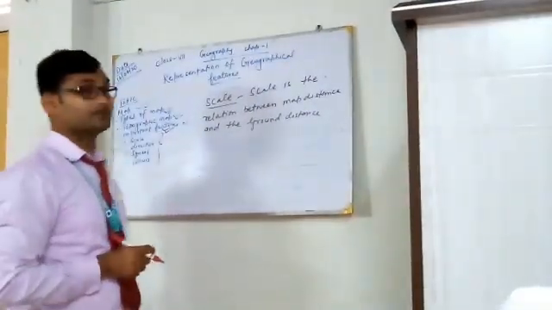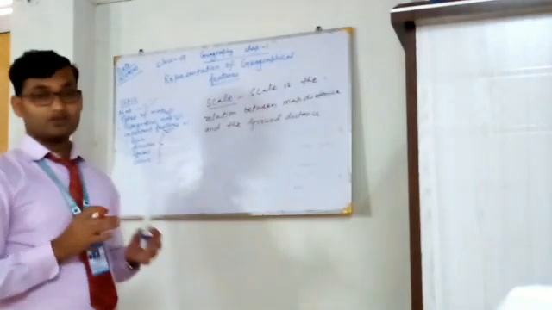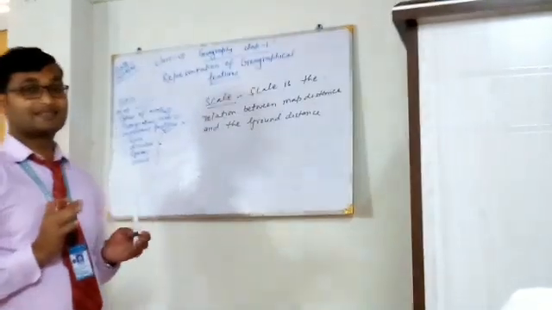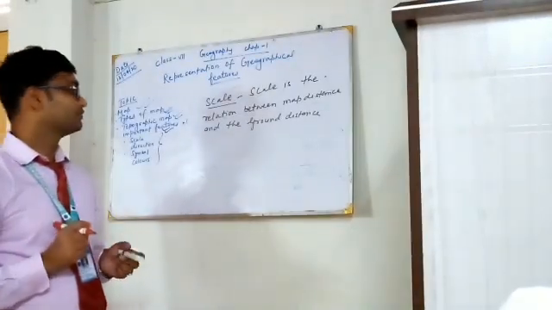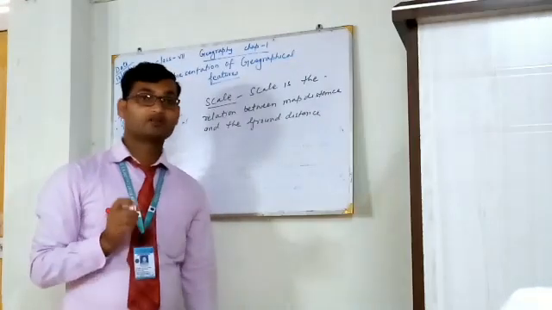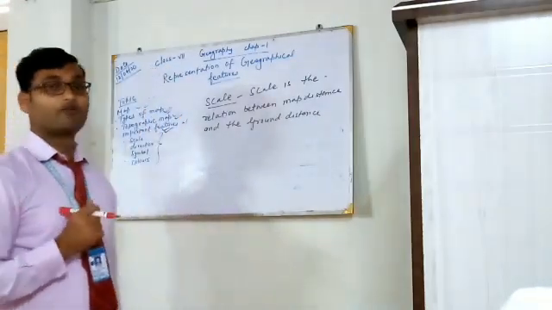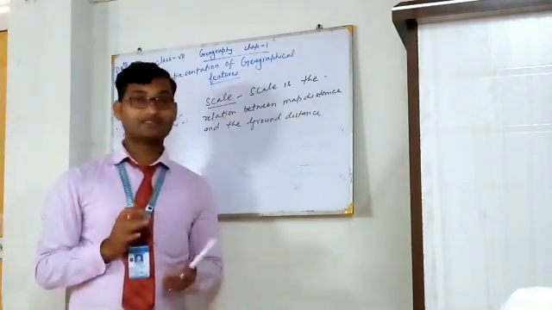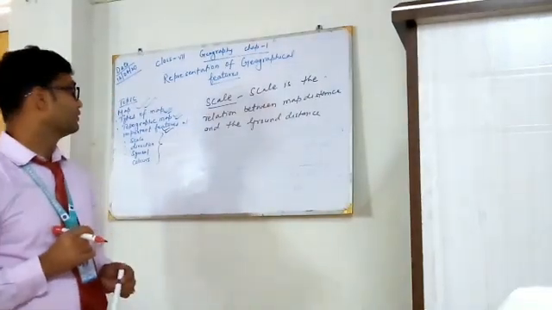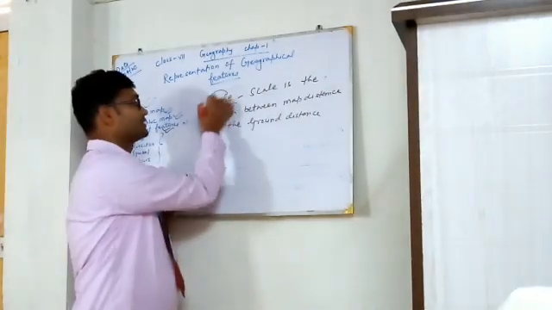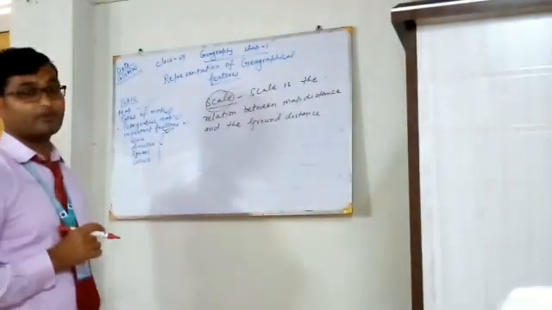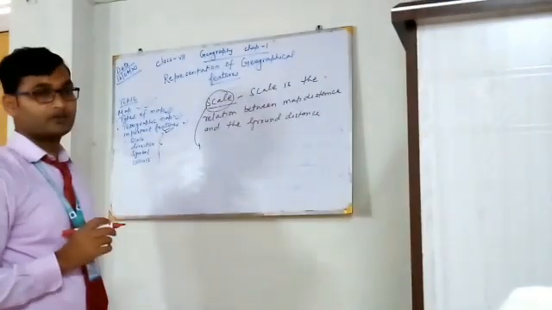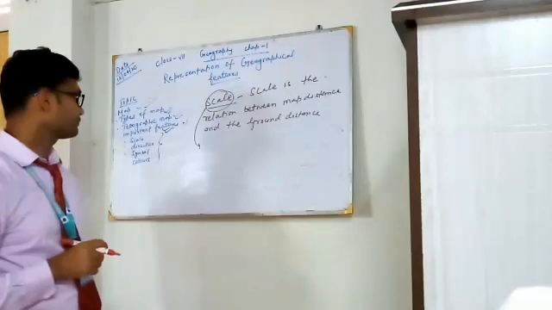Actually, it is impossible to draw a map of the exact distance, exact length, because when we are showing a map of India, it is impossible to show the actual distance on the map. So we use the scale. It is a very important feature of the map. Without it, we can't find the distance between two places on the map.